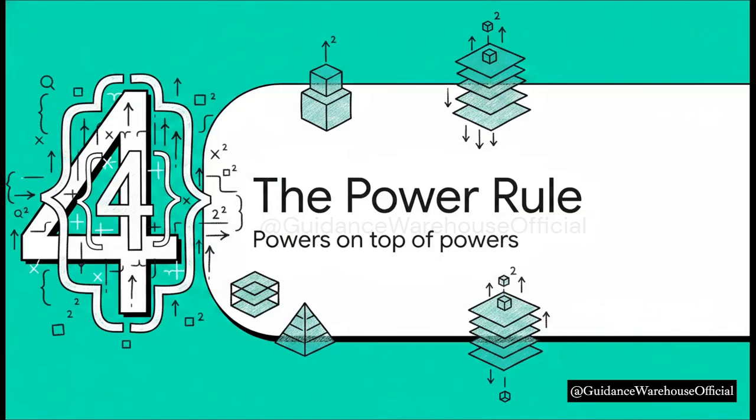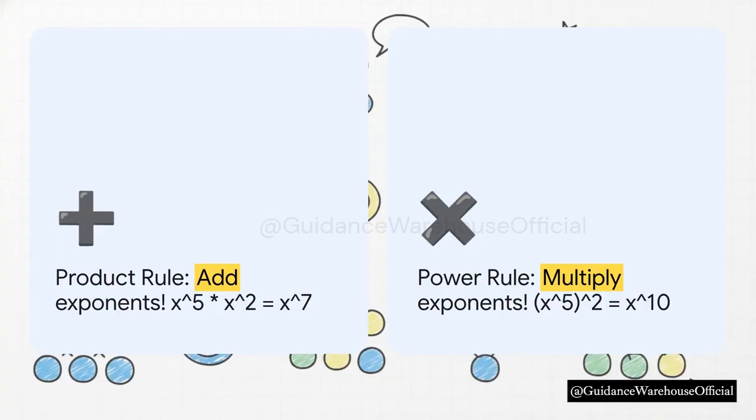Let's make things a little more challenging. Let's see what happens when an exponential expression is raised to another power. Now wait, this is incredibly important. A really common student mistake is mixing these two concepts up, so notice how side by side they function entirely differently. With the product rule on the left, you add the exponents to get x to the 7th. But with the power rule on the right, where the entire expression of x to the 5th is squared, you actually multiply the exponents to get x to the 10th.